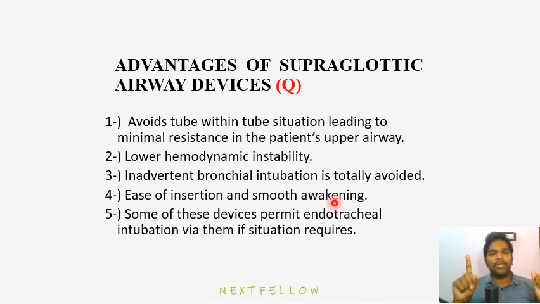One MCQ point. Endobronchial intubation in adults happens on the right side because the right side bronchus is more in line with the trachea. In pediatrics, it is not so. Both sides are equally bifurcating, so endobronchial intubation can occur on both sides. In adults, it is the right side. In pediatrics, it is both sides.